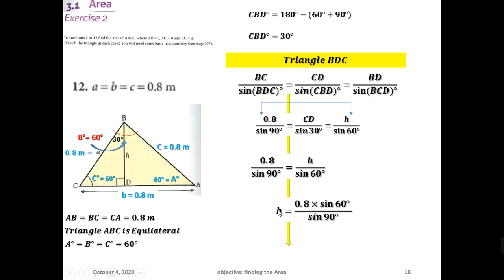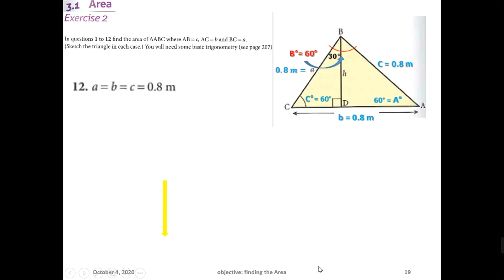This is ready to be inserted in the calculator. Accordingly, H is equal to 0.693 meter, and this is correct to three significant figures. Let's go here and always place the number. So we found the height in the previous step. Always place the number that you found on the diagram.